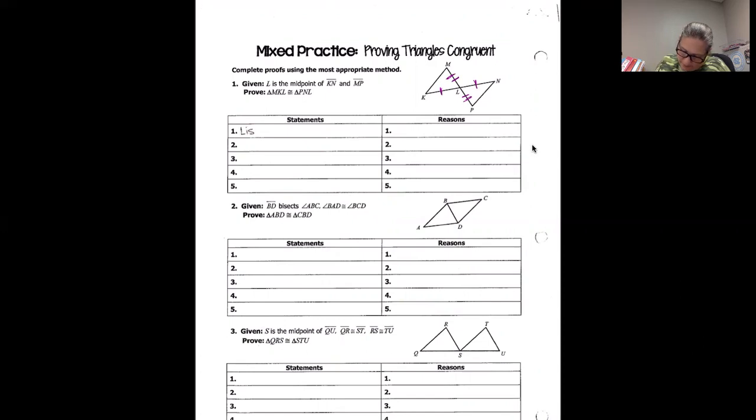So L is the midpoint of KN and MP is given. And we are trying to prove that triangle MKL is congruent to triangle PNL. So we can tell that KL is congruent to NL by definition of midpoint. And we can tell that ML is congruent to PL by definition of midpoint.